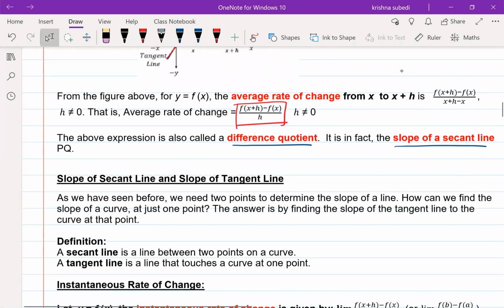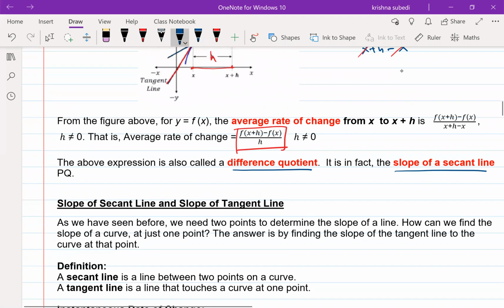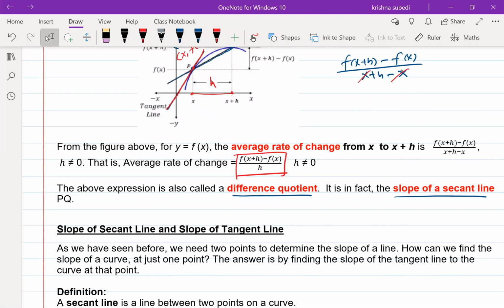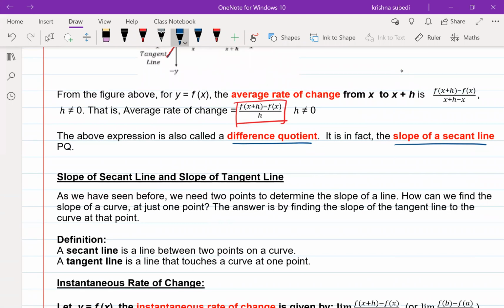Okay. Now, what is the difference between secant line and tangent line? You have just seen that. As we have seen before, we need 2 points to determine the slope of a line in general. That's what we learn in high school, y2 minus y1 over x2 minus x1. So if we are given 2 points, then we can find the slope.